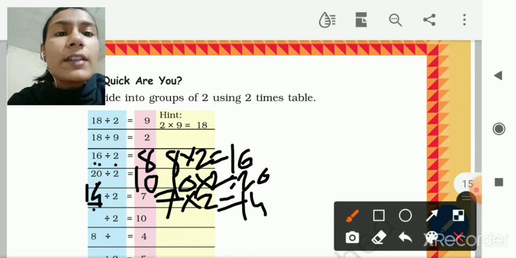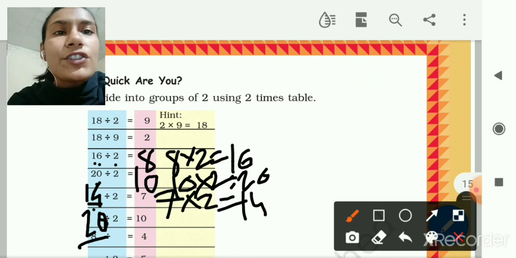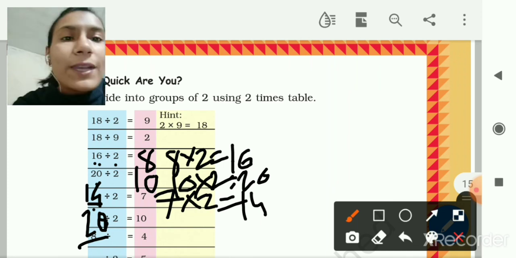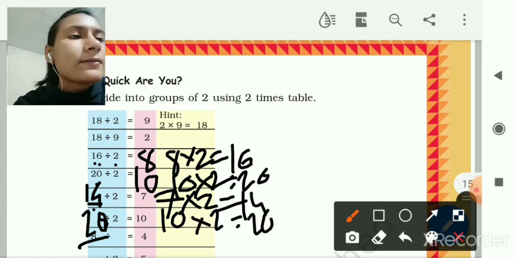Then dash divided by 2 is equal to 10. So here which number will come? So here 20 divided by 2 is equal to 10. 10 plus 10 is equal to 20. So here 20 is divided into 2 groups. So 10 plus 10 is equal to 20. So here you can also write 10 multiplied by 2. 10 2s are 20. Okay.